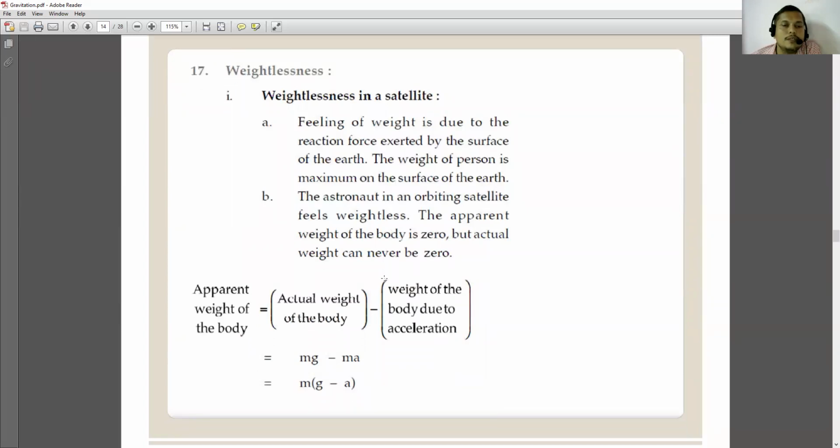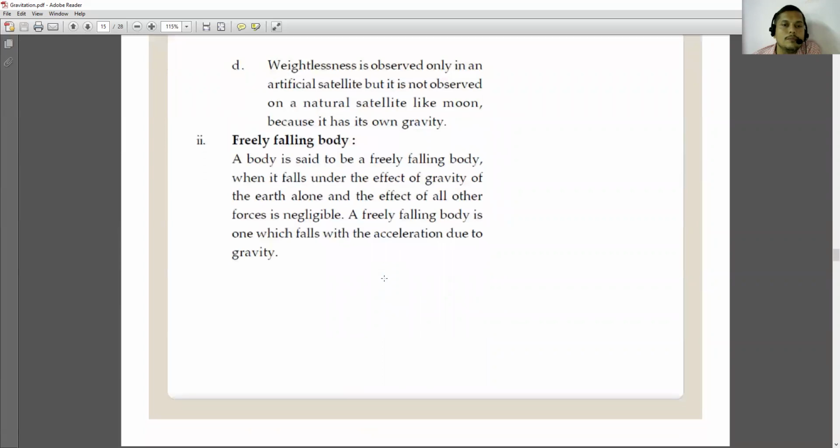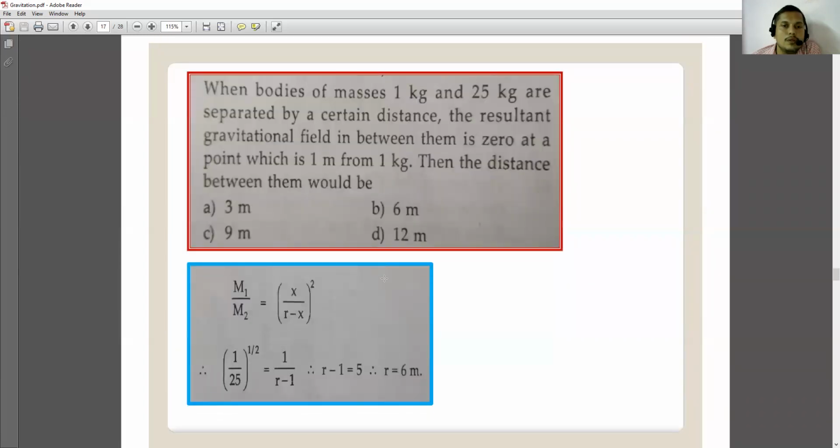Next is weightlessness in a satellite and free falling body. So we consider some of the MCQs related to this gravitation chapter. First, let us start with when bodies of masses 1 kilogram and 25 kilogram are separated by a certain distance, the resultant gravitational field in between them is zero at a point which is 1 meter from 1 kg. Then the distance between them would be.